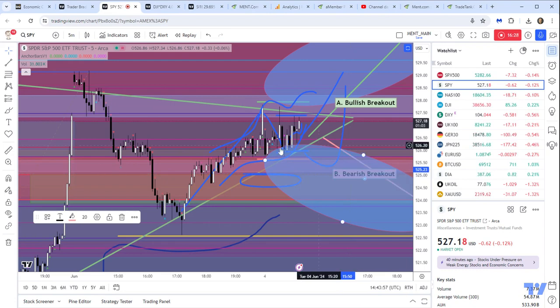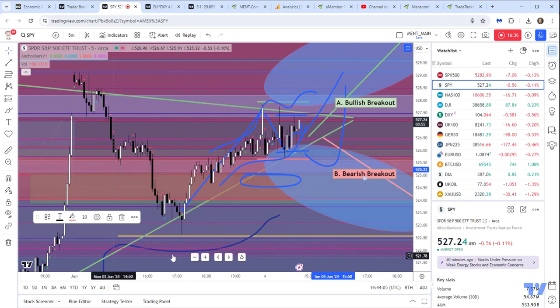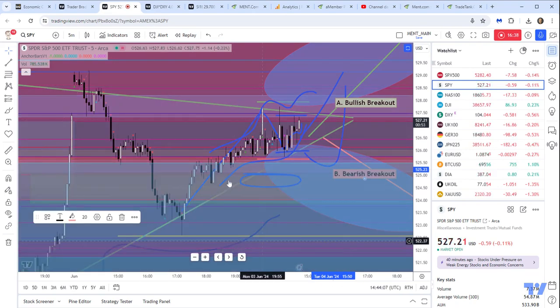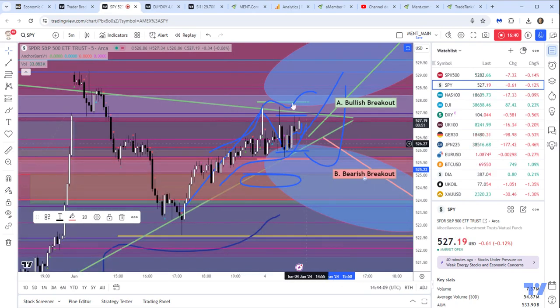We've gotten into this sideways channel. We've seen the flag volatility increase as we near the apex. We're moving through this inverted head and shoulders formation. We've got higher highs and higher lows setting up, so we're in an uptrend. We've got our anchor bar low and our anchor bar highs set up, so we're all set up.